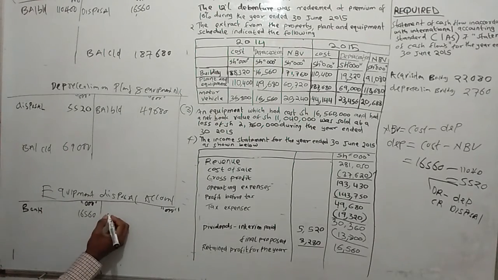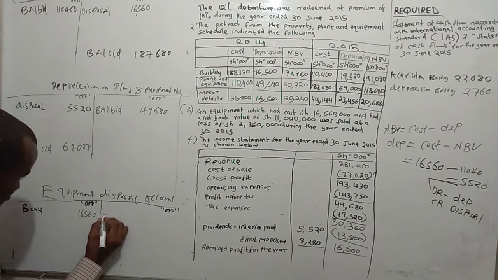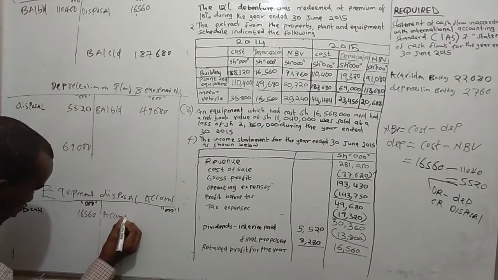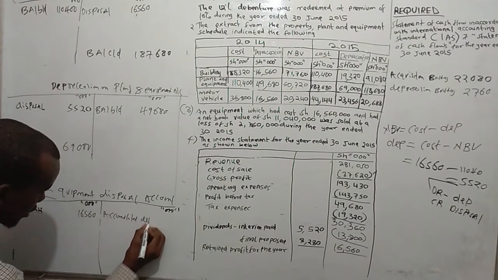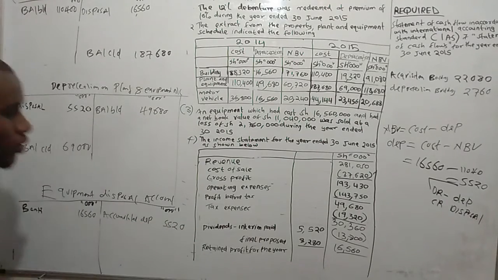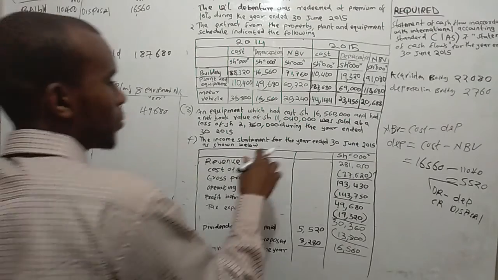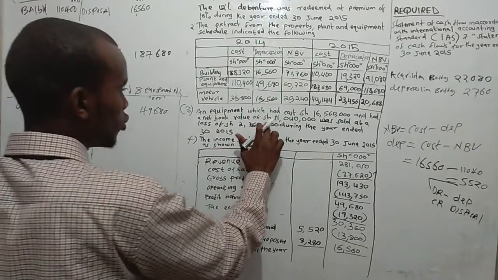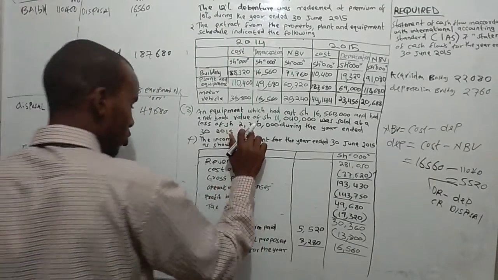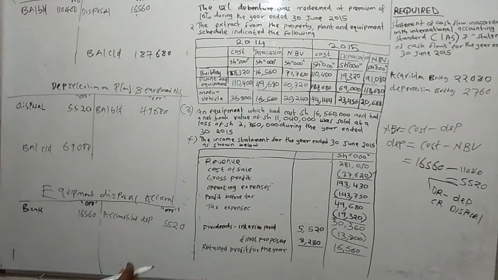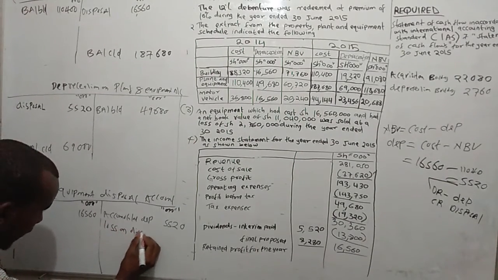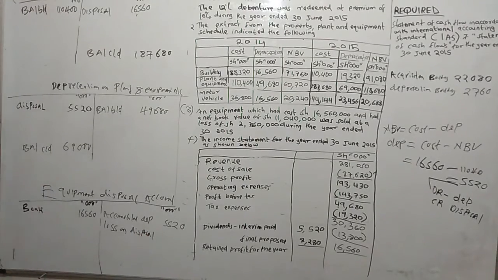So we write here accumulated depreciation, 5520. Then we are told the net book value of 11,040 was sold at a loss. Loss on disposal, you are going to credit on the disposal account. So we have here loss on disposal, 2760.